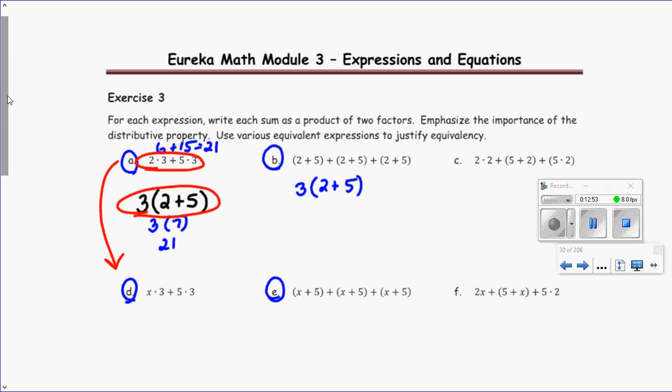For letter D, did you get 3 on the outside and x plus 5 on the inside? Because the 3 goes into both of those, so I take the 3 out and I'm left with x plus 5. And then for letter E, I see this is added 3 times, so I can write it like this. Okay, and that is a wrap on lesson 4.